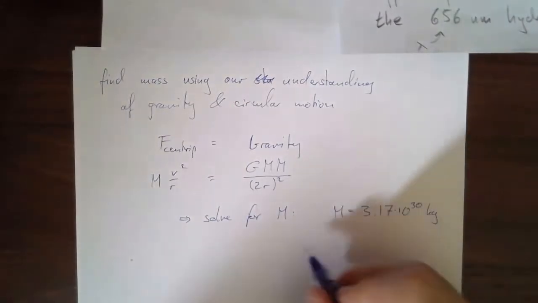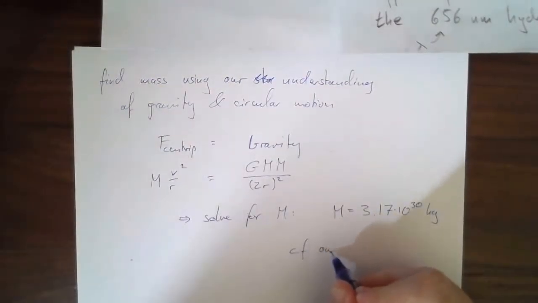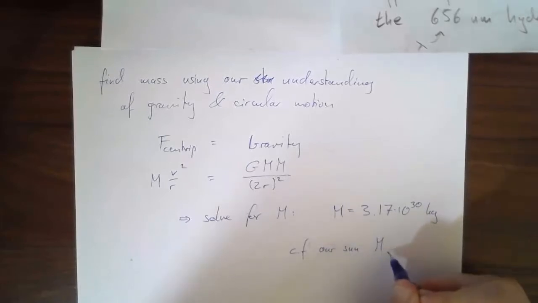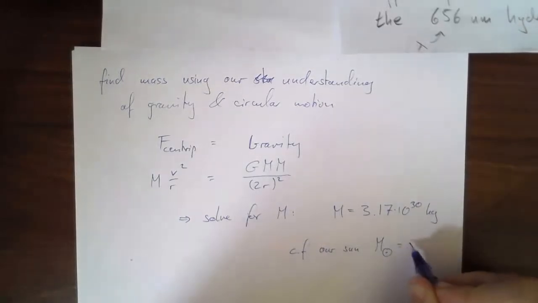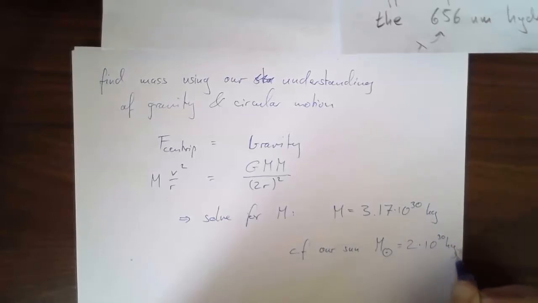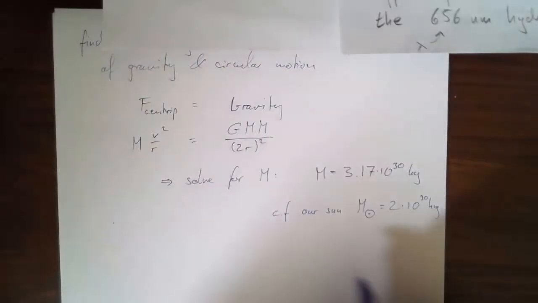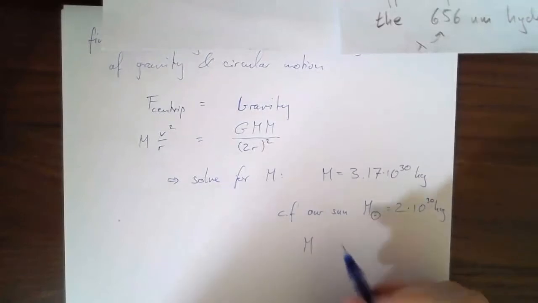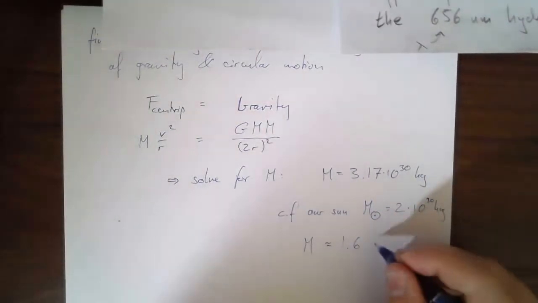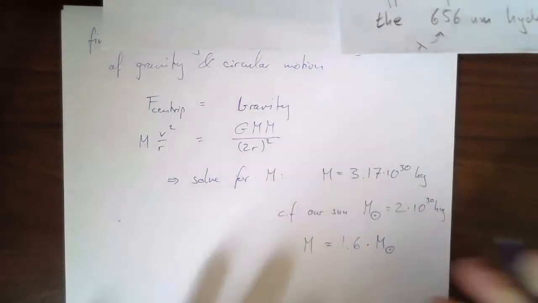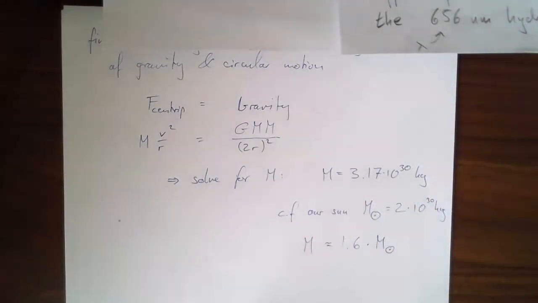Is that heavy? Well, the mass of our sun is often written like this, M with the subscript dot with a circle. It's about 2 times 10 to the 30, I think 1.99 is closer, times 10 to the 30 kilograms. So the mass of our stars in our binary star system is about 1.6 times the mass of our sun. So a bit heavier, not hugely heavier, but a bit heavier than our sun.